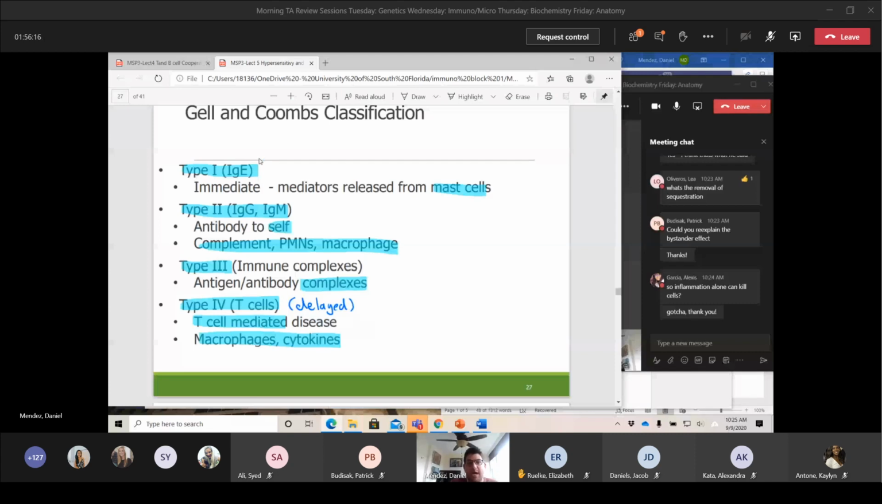Then three is complexes, being antigen-antibody complexes. So like we were saying before, when an antigen is floating around, if we create antibodies, an antibody is going to stick to it. And if we have multiple antibodies that stick to it, they become large complexes of one antigen and multiple antibodies. Those can float throughout the body and get stuck in certain areas and cause inflammation. And then type four is T cell related. So it's delayed. This is delayed hypersensitivity. This is the one that we saw with a TB test.